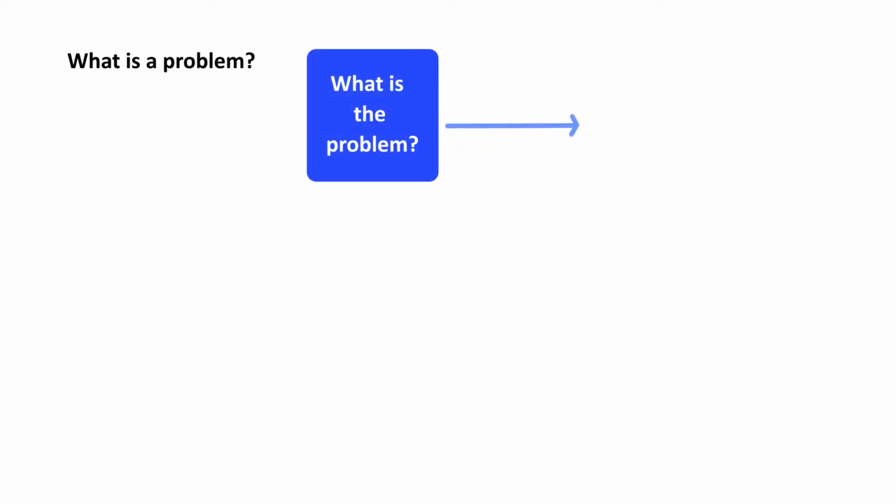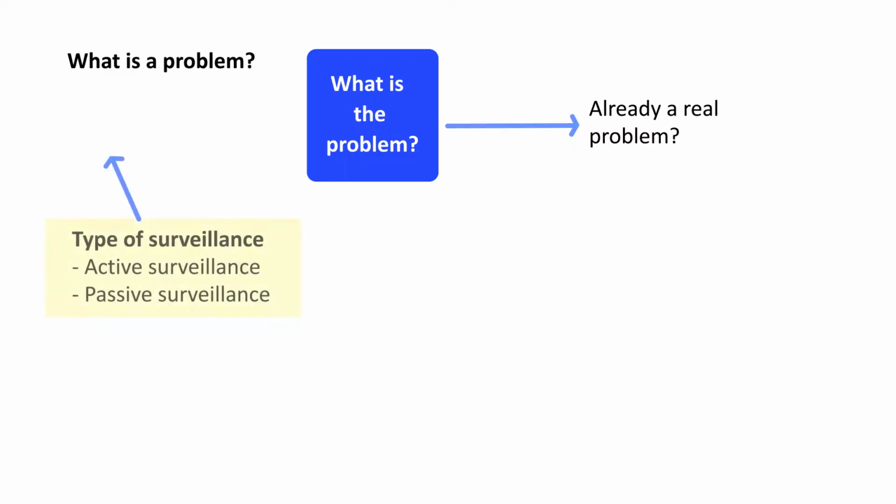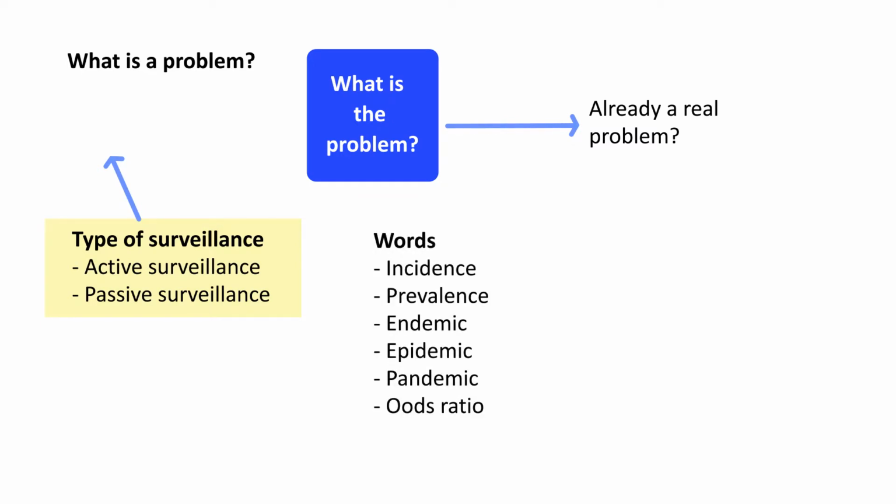Starting with problem identification. Is it a real problem that needs something to be done already or not? Using good systematic surveillance to see the impact of the problem. A good surveillance system is the best tool for defining the problem. There are two types of surveillance system: active and passive surveillance.